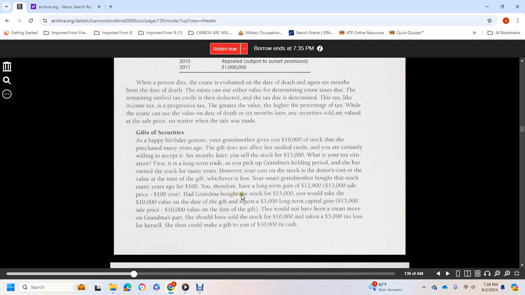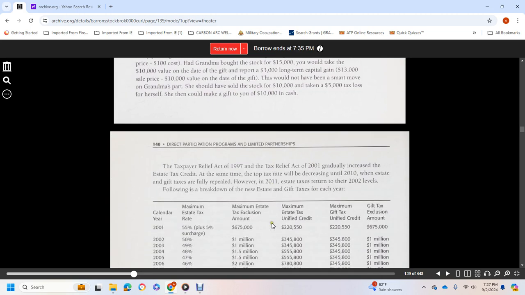Now say grandma bought the stock at $15,000. You would take the $10,000 value at the date of the gift as your basis. This would not have been a smart move on grandma's part. She should have sold the stock at $10,000, taking a $5,000 tax loss for herself, and then made a gift to you of $10,000 in cash.